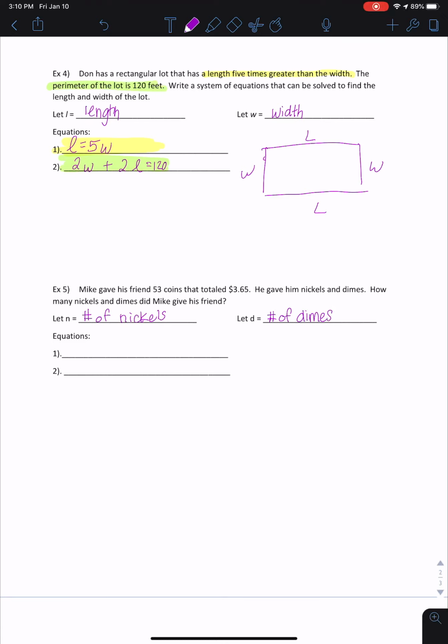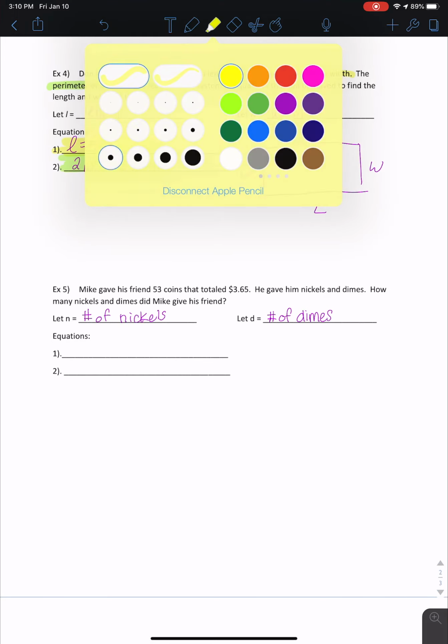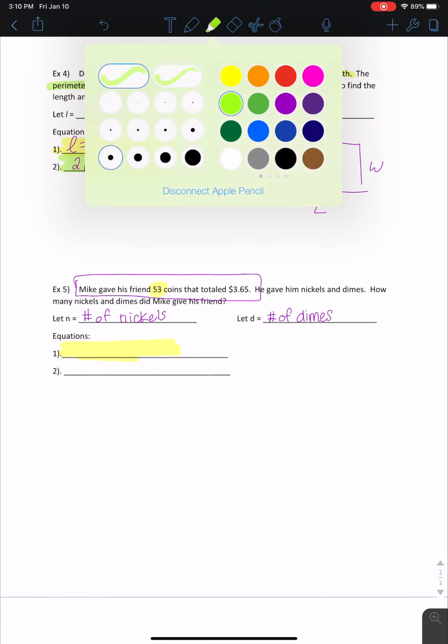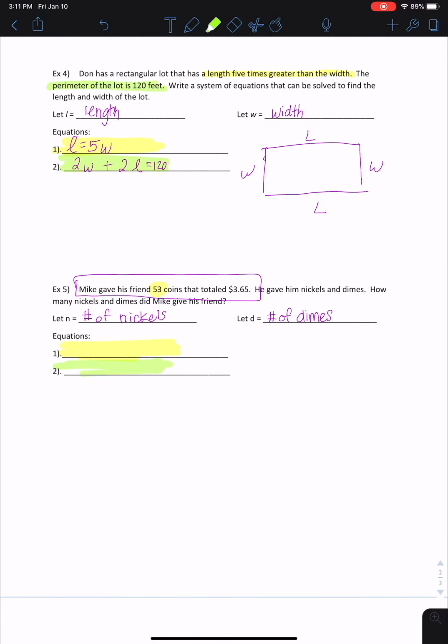Okay? Then the difference with this one when we highlight is instead of highlighting 2 separate sentences, all of our information this time is given to us in one single sentence. So I don't have 2 separate sentences for 2 equations, but in that one sentence, I do get 2 totals. So I'm going to have one equation that totals 53, and I'm going to have a second equation that totals $3.65. So that one's a little different because it's not 2 separate sentences, but it's still 2 separate totals.